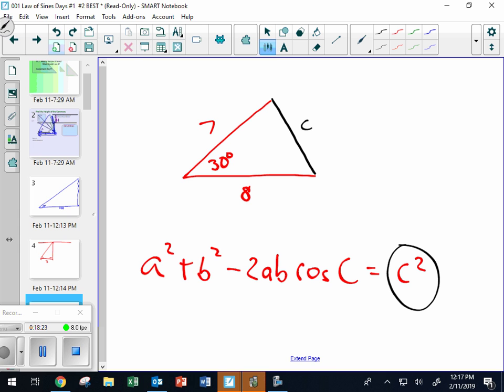Why doesn't it matter which ones A and B are? Look, if I put A here and B here, I'm just going to square them and add them. So it doesn't matter whether B was A or A was B. And same thing here, I'm going to just multiply A and B right next to each other. Would it matter if it was 8 times 7 or 7 times 8? No, we don't care about A and B.